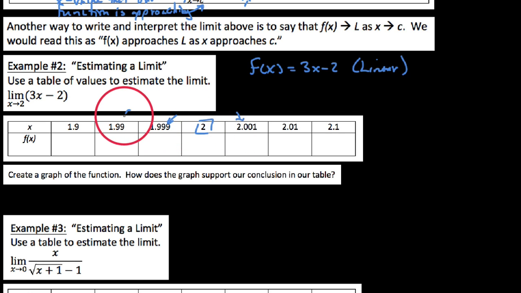But then we also see that these are just a little bit further apart. These are 100th away in each direction, and the 1.9 and the 2.1 are a 10th away in each direction. So we're often going to set our table up this way.